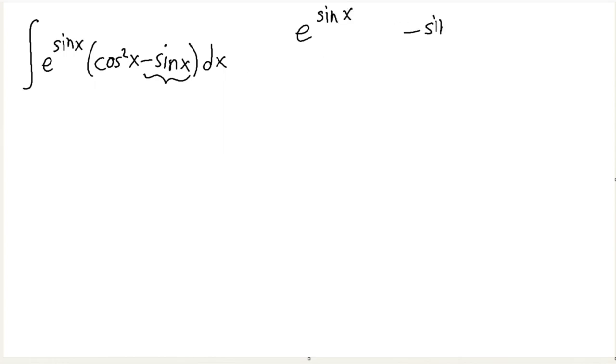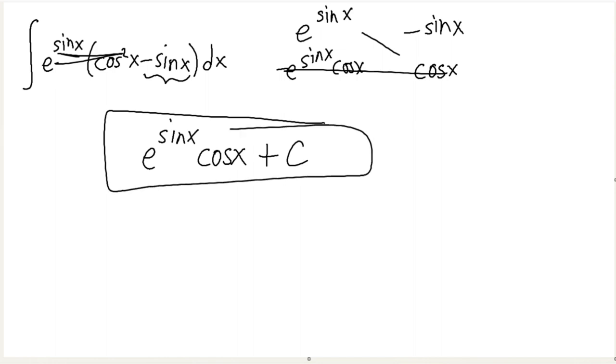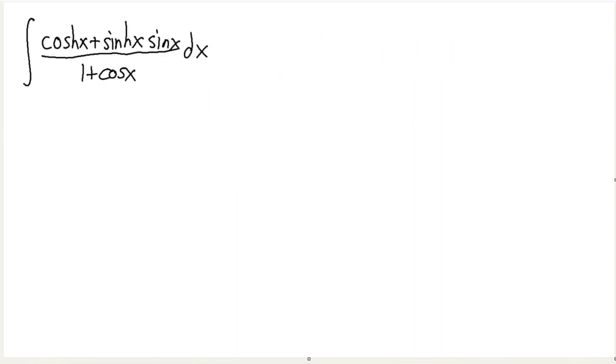I'll take the negative, and then this will be cosine x. Here this would be e^sin x cosine x minus, so this becomes cosine squared, but this one's negative, so this and this cancel out. So we're just left with e^sin(x) cosine(x). Okay, very, very simple. So this looks wild. What do we do here?